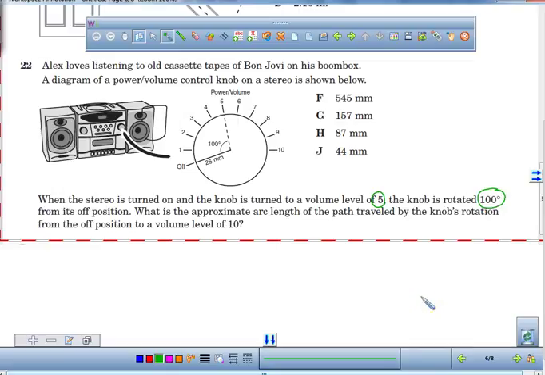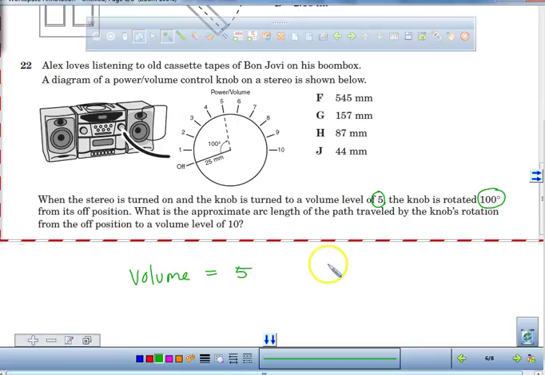Here's what I want you to write down first. Everybody write this down. When volume is equal to 5, the knob is rotated 100 degrees. Write that down. 5 goes to 100. Write it down. Do it. All right. Keep reading.